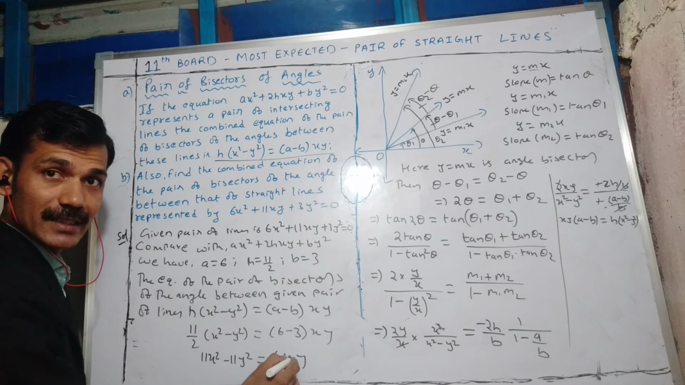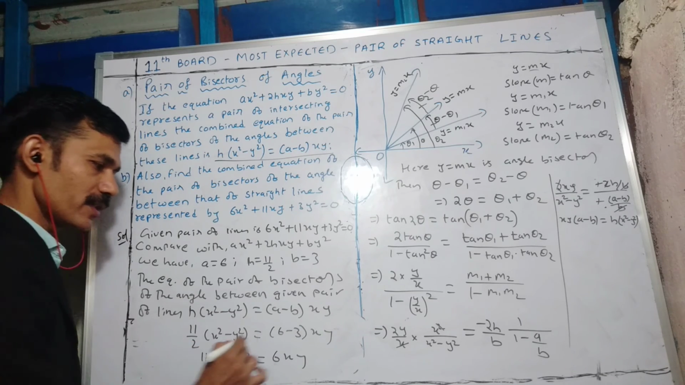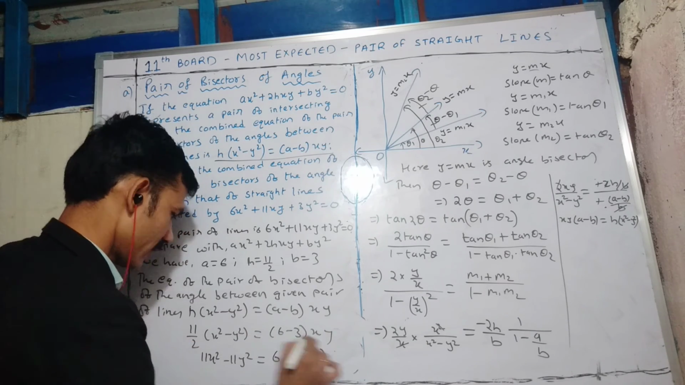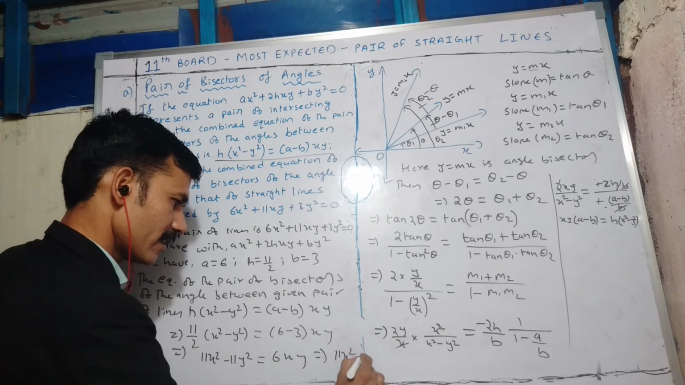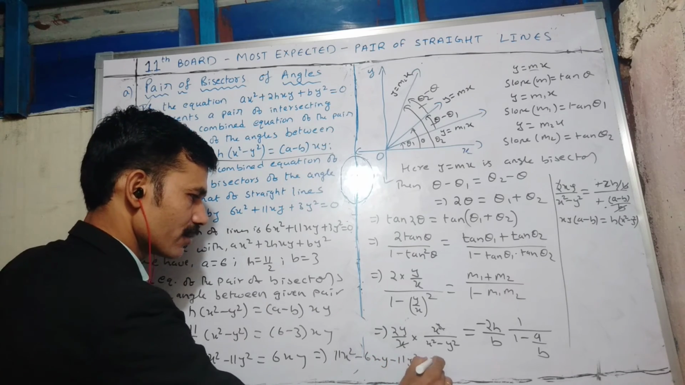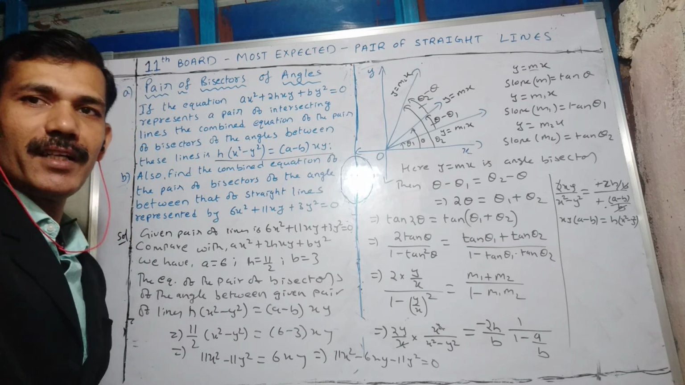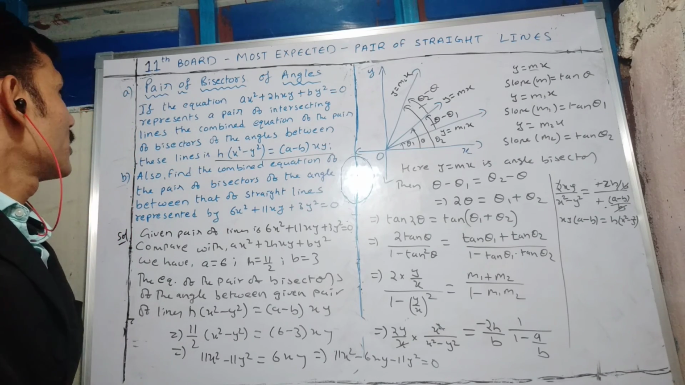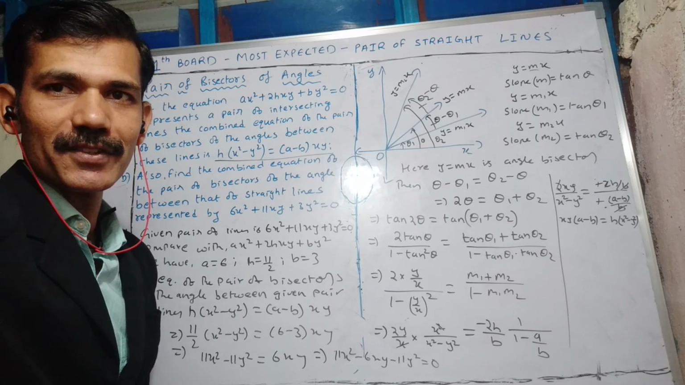You can bring that 6xy to this side. So what will the equation be? 11x square minus 6xy minus 11y square equal to 0. This is the combined equation of the pair of bisectors of the angle between the given pair of straight lines.